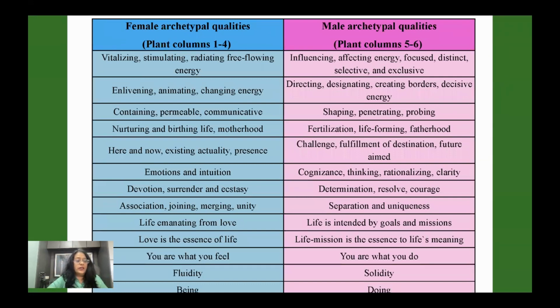So what is the quality again? Devotion, surrender, and ecstasy. Here it is determination, resolution, and courage. Feminine is association, joining, merging, unity. And here it is separation and uniqueness. Here, life is emanating from love, and here life is intended by goals and missions. Here love is the essence of life. Here life mission is the essence of life's meaning. Here you are what you feel. Here you are what you do.